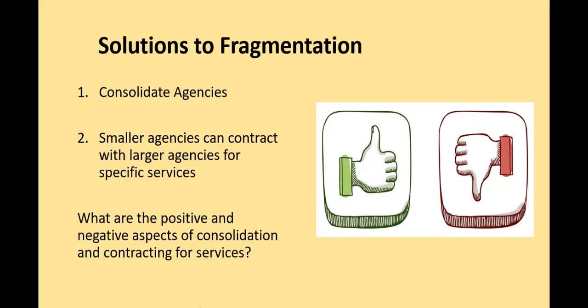So what are the solutions to that? Well, one is don't have all these little tiny agencies. Don't have the village and the town and the county and the state and the feds, right? Don't have them all. Consolidate them into fewer agencies. That's one solution. It's easier to communicate within one agency than between agencies. So one solution is to consolidate.